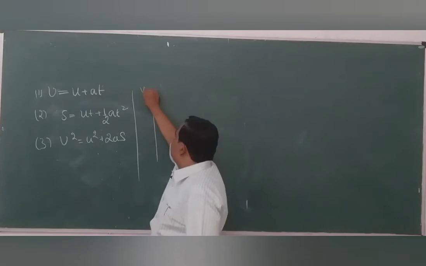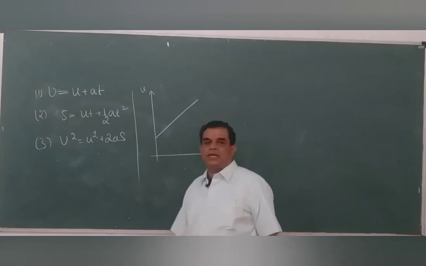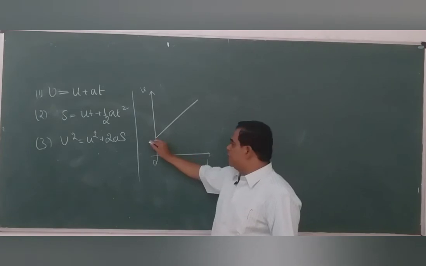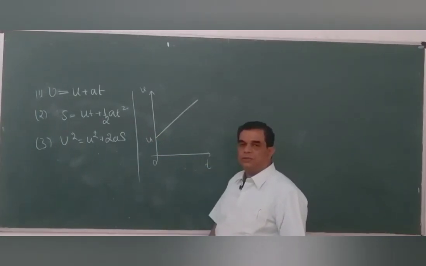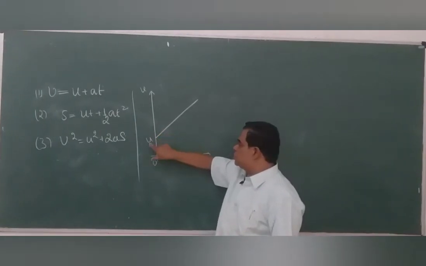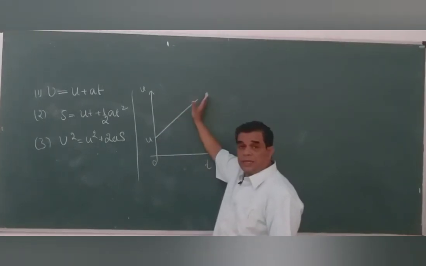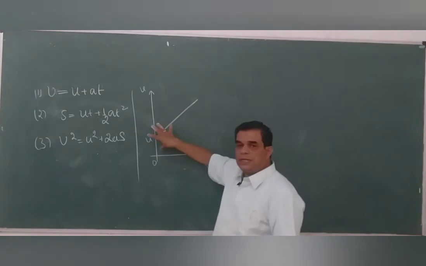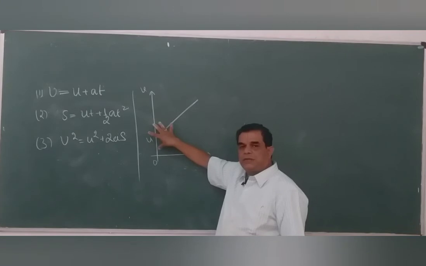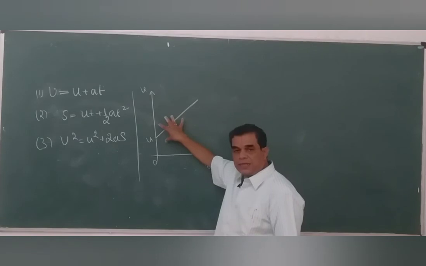Say this is V, this is T, and our curve like this. What does it indicate? At 0, it is having some velocity. I call it U. So this is a situation in which the object starts with initial velocity, moving with uniform acceleration because it's a slant line, it has slope. So it is a graph showing the object's motion which starts with initial velocity and moves with uniform acceleration.